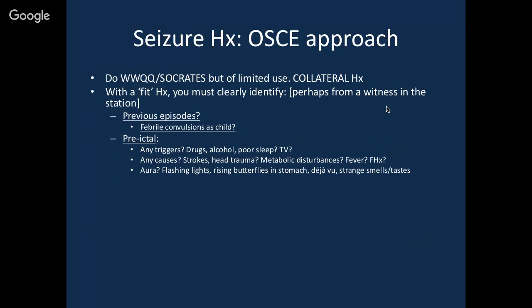Then aura, and so auras could be flashing lights if it's a visual aura. If it's a temporal seizure in particular, you get things like rising butterflies in the stomach or sensations of deja vu or over-familiarity with things. So just ask them, have you had any strange sensations before? Or any unusual smells and tastes. All of these things can be an aura to a seizure, and it reflects where in the brain the seizure is coming from. You don't have to be able to tell that though, not in third year.